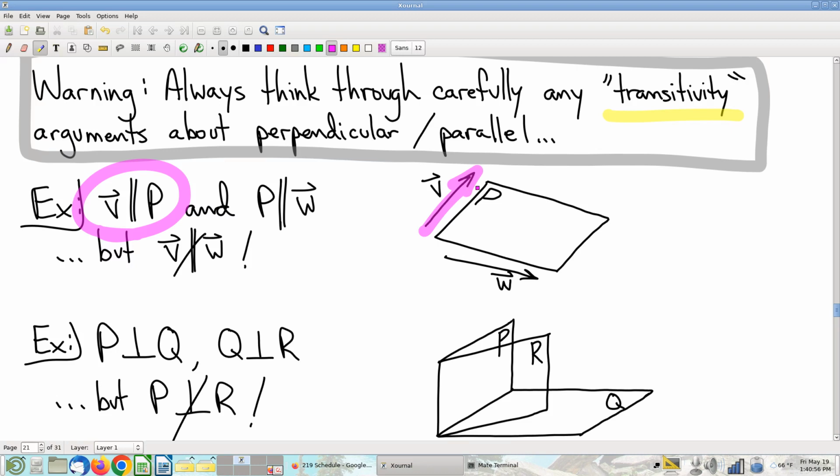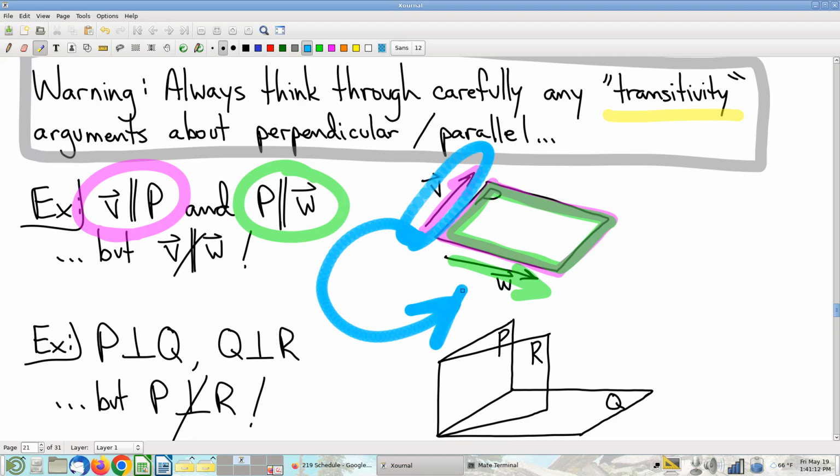This vector is parallel to that plane, which itself is parallel to that other vector, right? And yet, I cannot conclude anything about whether V and W are parallel or perpendicular or anything. See what I'm saying there?